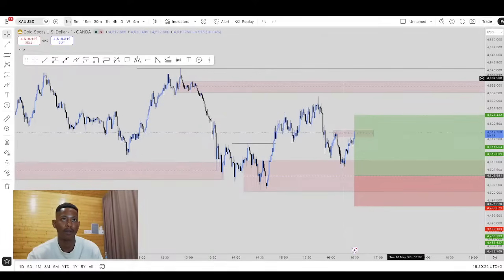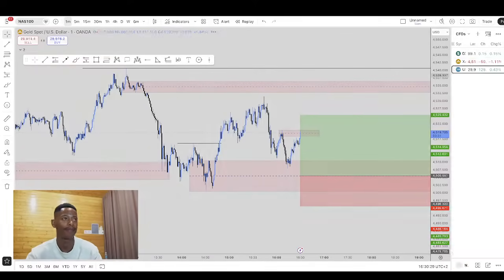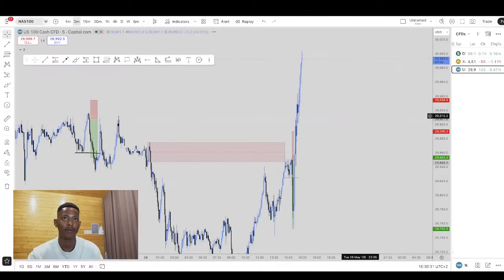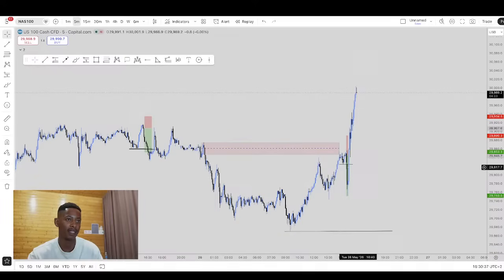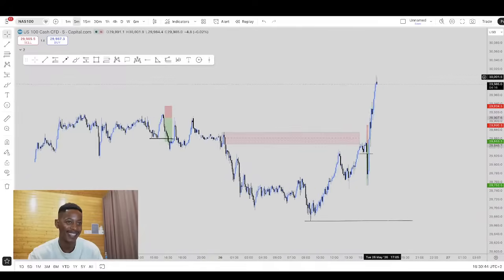Okay, while I'm waiting for it, let me look at what Nasdaq is doing. Yo, look at it. It went up. Sometimes you wish you knew if price was going to go like this, because as soon as we took profit here, I was going to just buy. But you can't really know these things, right?